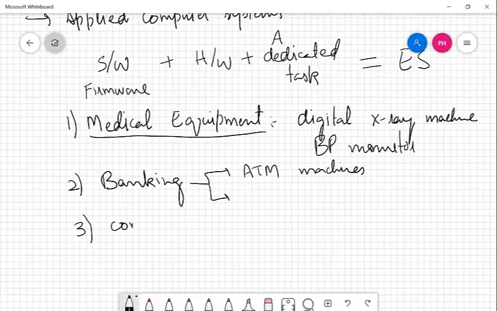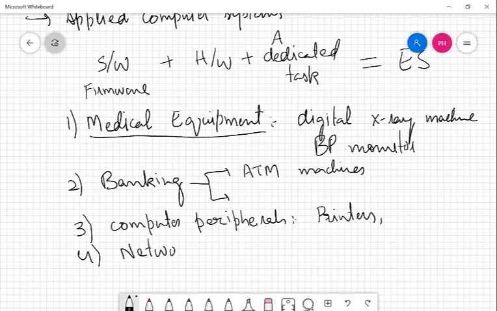In computer peripherals, like printers, we might have embedded systems in keyboards. Another example is from networking. We have devices like modems, which are embedded systems.